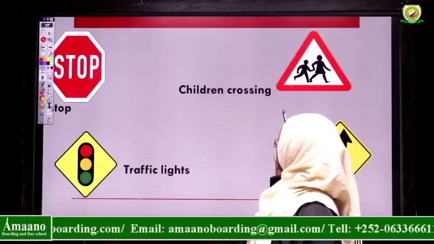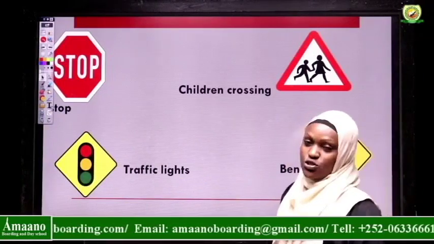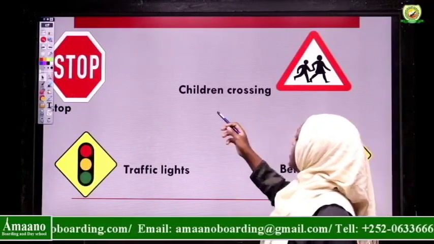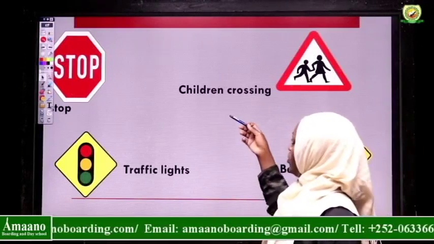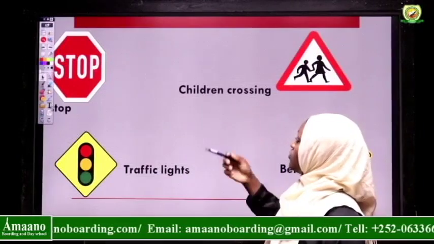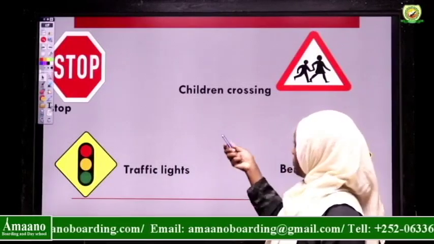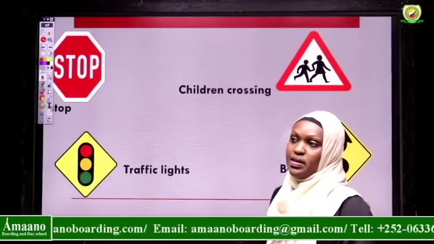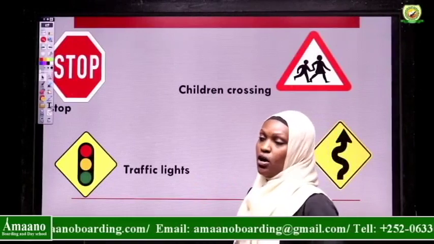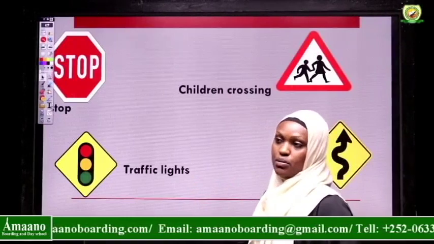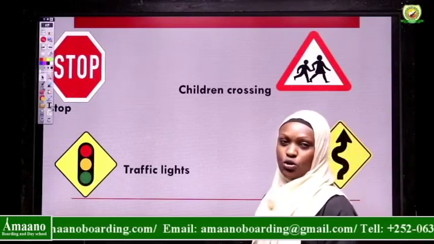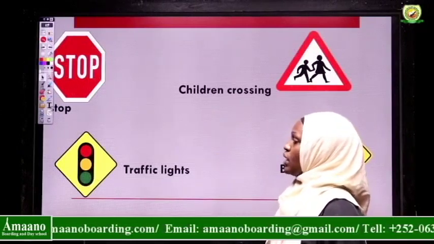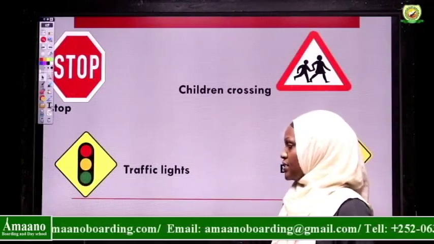Then we have this road sign. You see there are children drawn there, and this one is for the people using cars or vehicles. You have to slow down because maybe there are children crossing. Maybe there's a school near, or maybe a market somewhere. So you know that there will be children. The children might cross the road, so you have to slow down in order to avoid an accident.